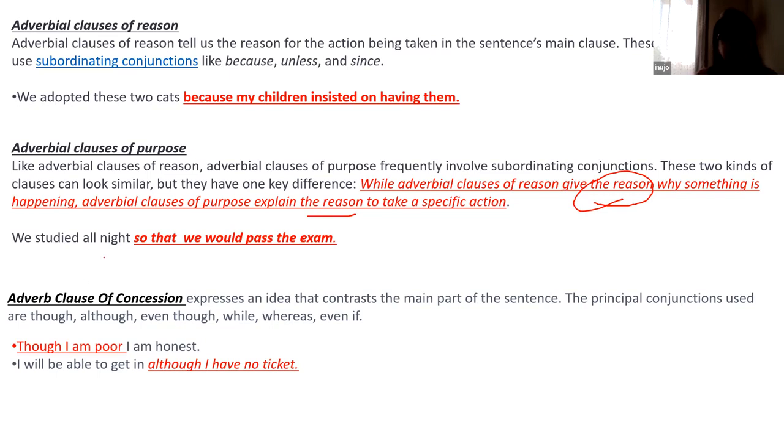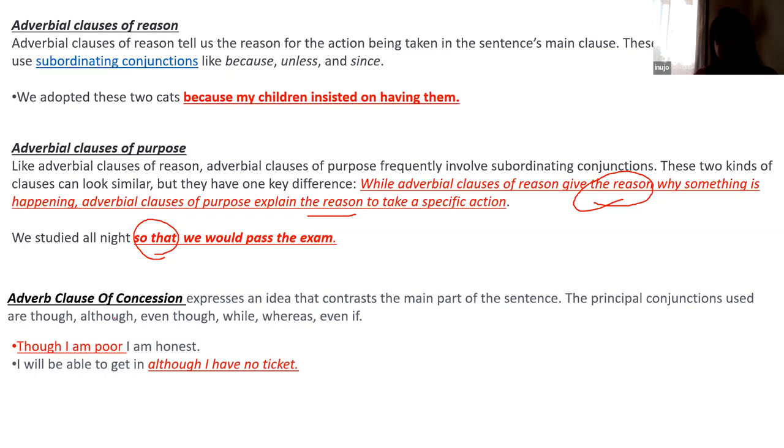So for example, we studied all night so that we could pass the examination. We studied all night, so that we could pass the examination. This is a purpose. Okay? Because we studied, because we wanted to go to the exam, because or so that, here it is purpose. Purpose means what for. All right, children.